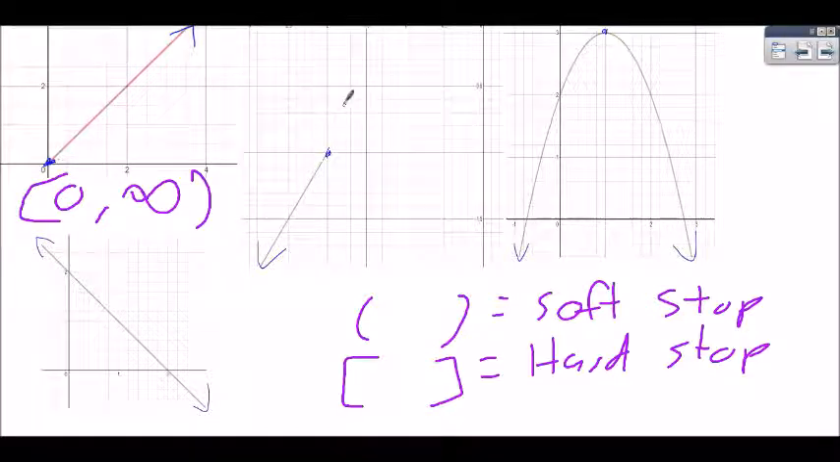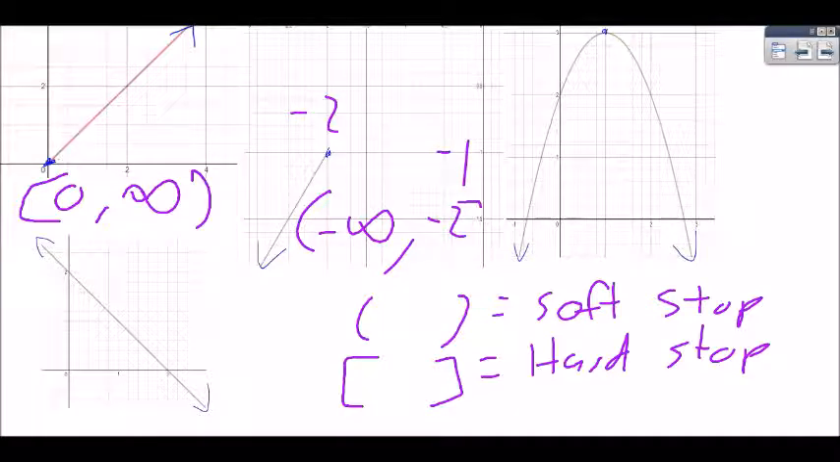Okay, so for my next one, this is at -2, -1. So how far left does it go? It goes left for negative infinity. And when does it stop going to the right? It stops going to the right at -2. So my soft stop is it gets close to negative infinity but never touches, but stops at -2.